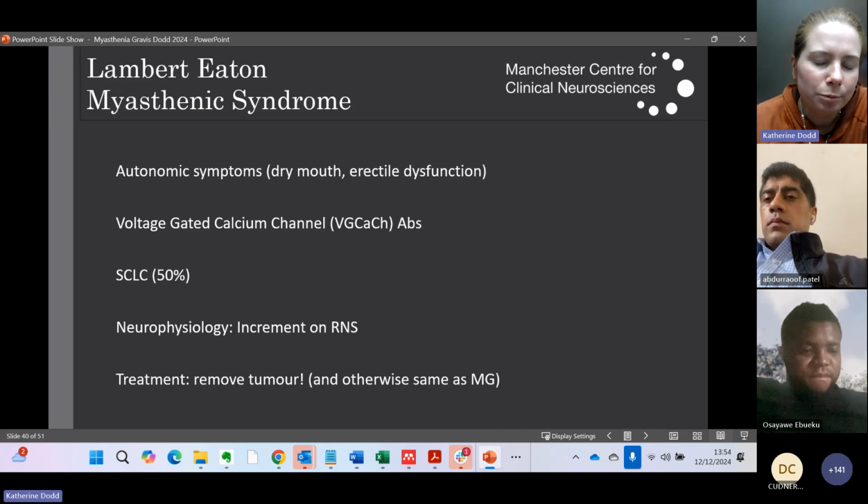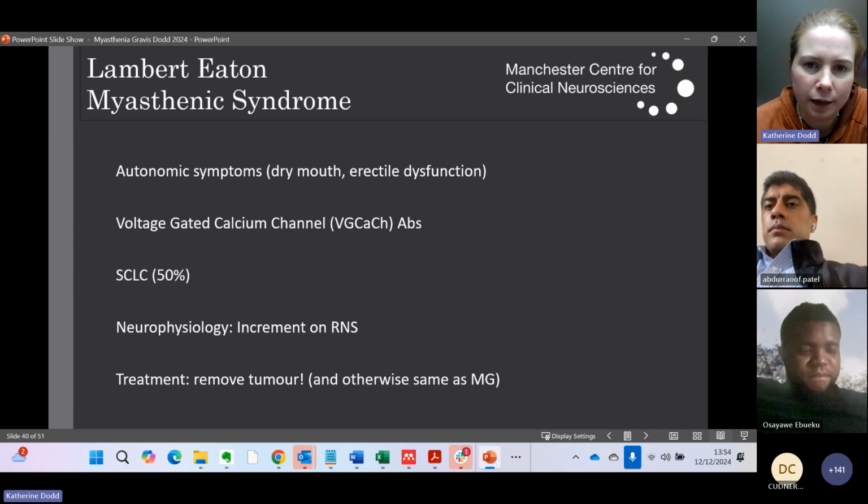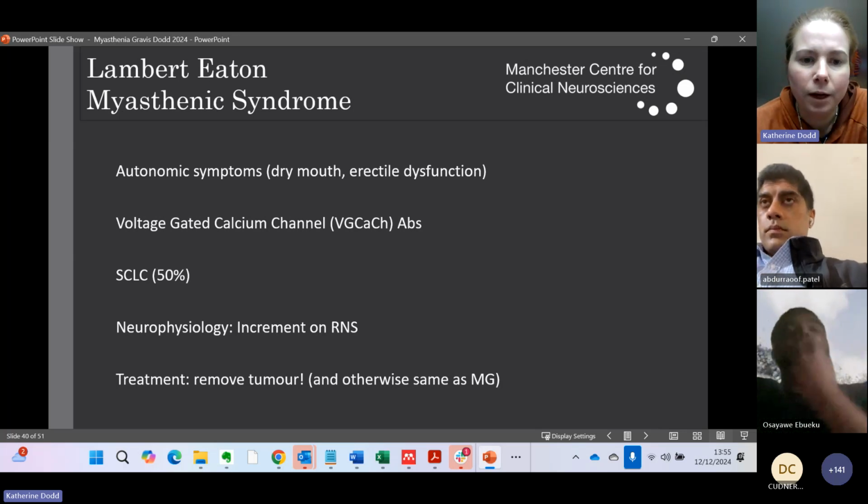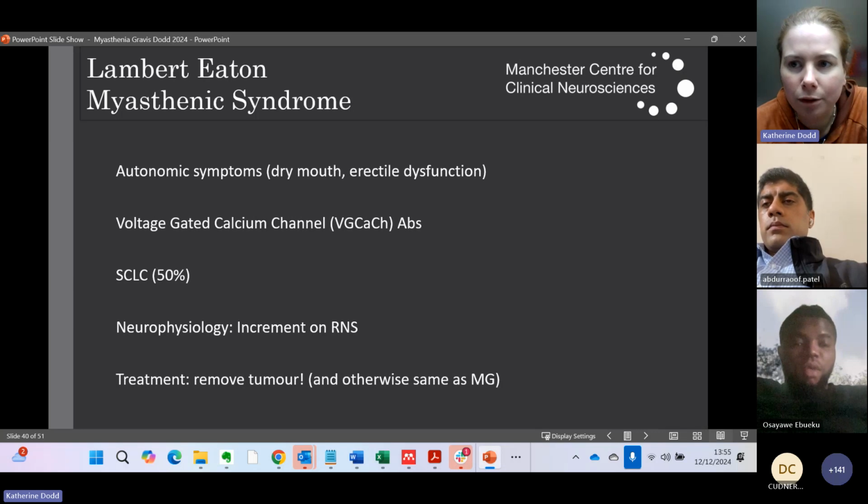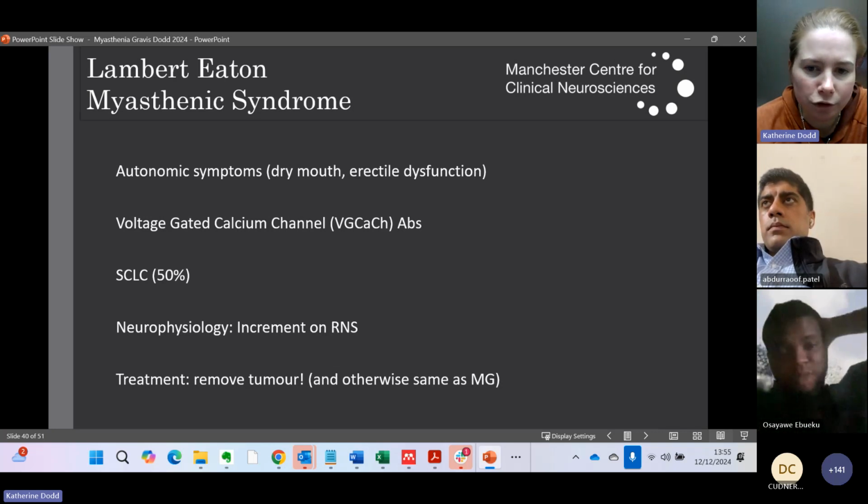Autonomic symptoms include a dry mouth and erectile dysfunction. Most commonly, you've got these voltage-gated calcium channel antibodies, and 50% are paraneoplastic from a small cell lung cancer. So this guy's a smoker. And the difference in the neurophysiology we saw earlier with repetitive nerve stimulation: you got a decrement in myasthenia, and you get an increment with Lambert-Eaton myasthenic syndrome. So you again will ask for repetitive nerve stimulation, but the neurophysiologist will tell you there was an increment, and that suggests Lambert-Eaton. And the treatment, if there's a tumour, is to remove the tumour. Otherwise, we just treat it pretty much the same as we treat myasthenia.